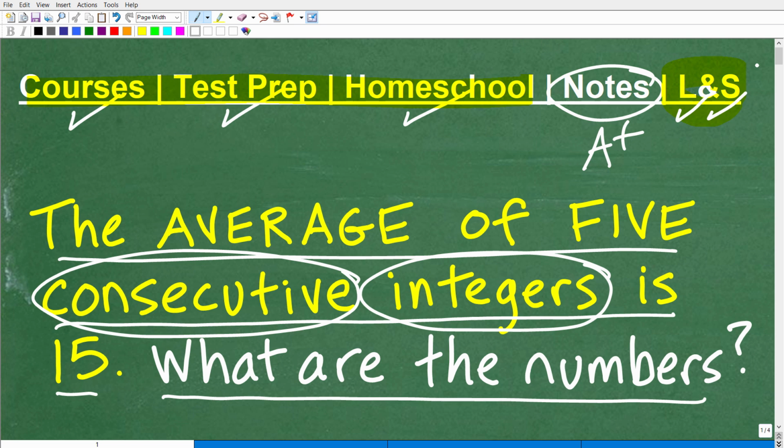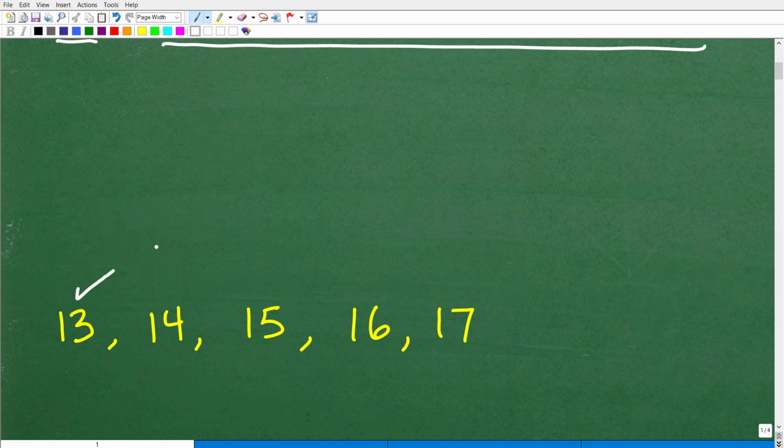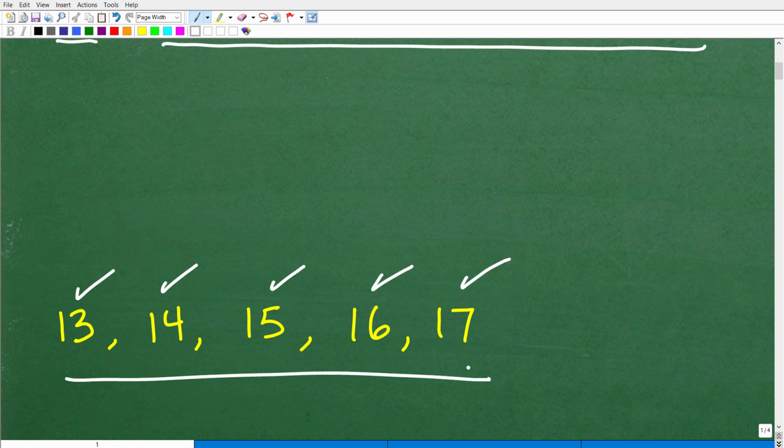Okay, so here we go. The average of five consecutive integers is 15. What are the numbers? What are these integers we're talking about? Well, here they are: 13, 14, 15, 16, and 17. So this is the answer, okay?